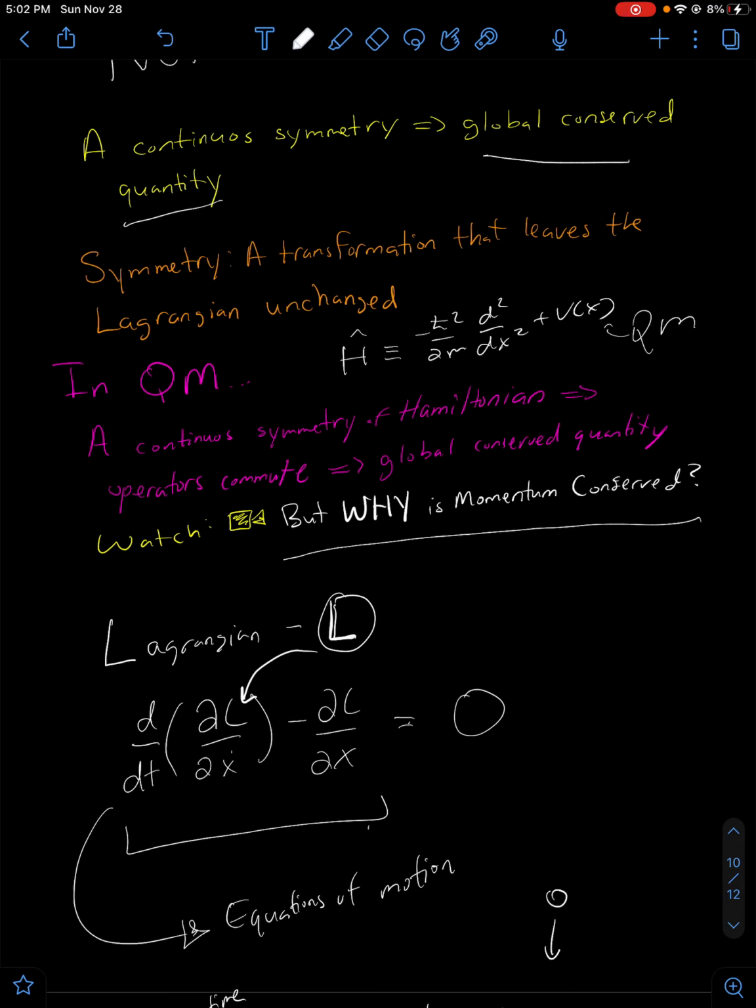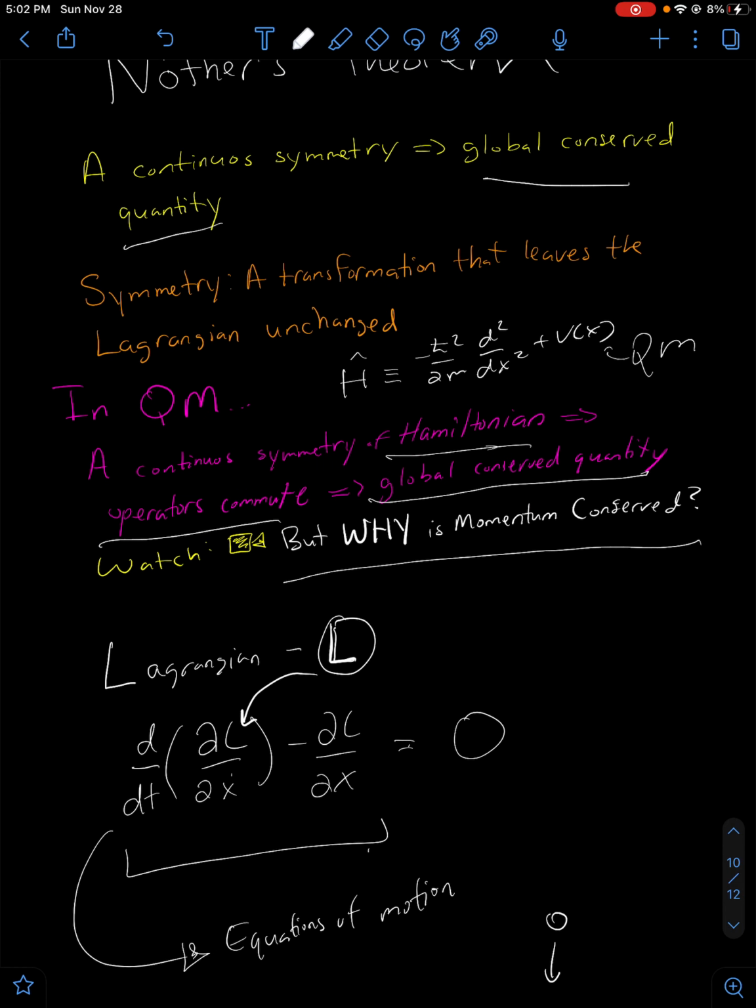So in QFT we deal mostly with Lagrangians. In quantum mechanics we deal with Hamiltonians. There's an analogous form of Noether's theorem for Hamiltonians, and I covered that in my "But why is momentum conserved" video. So a continuous symmetry of the Hamiltonian implies the operators commute, which implies a global conserved quantity. That's for quantum mechanics. In this video, we will cover the Lagrangian perspective of Noether's theorem, which states that a transformation that leaves the Lagrangian unchanged implies a global conserved quantity. So let's actually dig into it.